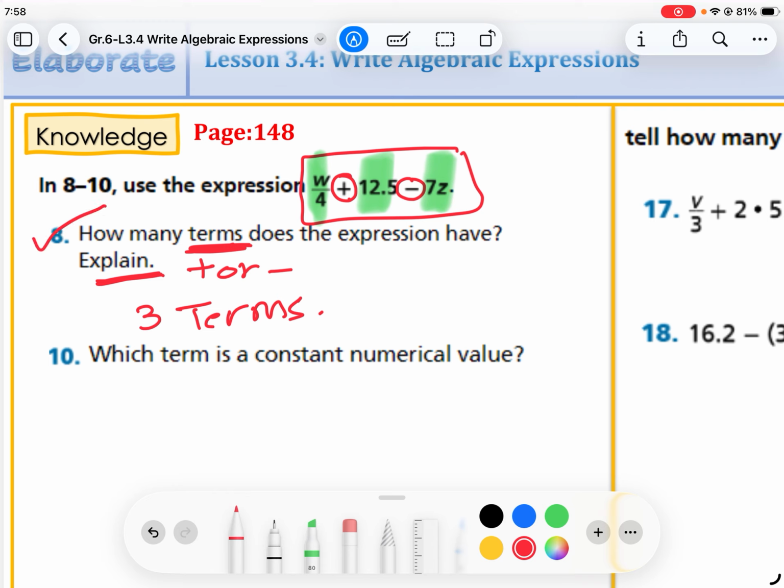Next one. Which term is a constant? They're asking which one is a constant numerical value. We know that a constant is a number alone. It's not a variable. It's the number that stands alone. So here, which one is the constant? Here we have W. No, you cannot take that. We have 12.5. Yes, it's a lonely number, so that's our constant. Here we have 7Z. We cannot take it. So the constant is the number that stands alone. It's 12.5. That's your answer.